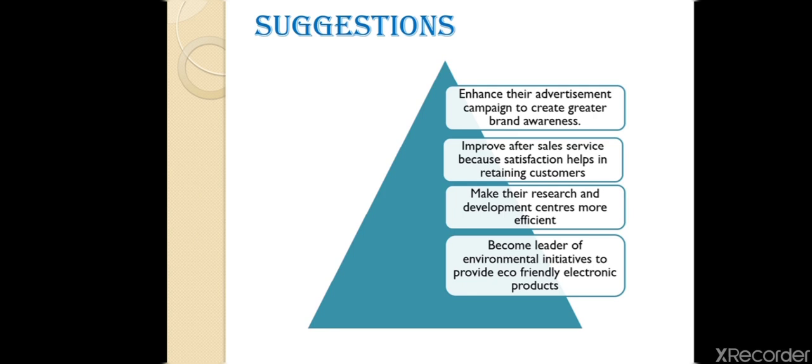The next is suggestions. There are some suggestions for Samsung company to improve its sales. First, enhance their advertisement campaign to create greater brand awareness. Second, improve the after-sale service, because satisfaction helps in retaining customers. Make the research and development center more efficient. As a corporate social responsibility, Samsung needs to enhance its brand image by indulging in more social causes, because a good corporation not only takes from people but also returns to them.